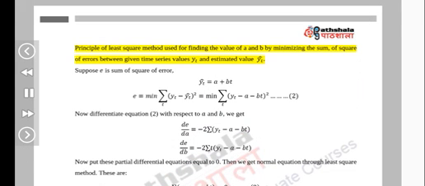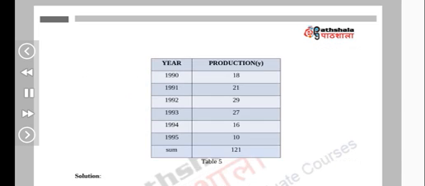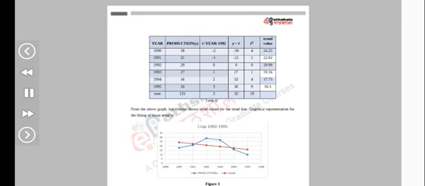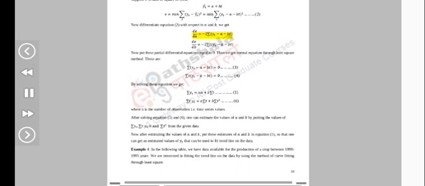The principle of least squares is used for finding the values of a and b by minimizing the sum of squares of errors between the given time series values yt and the estimated values yt. Suppose E is the sum of squares of errors, with yt equals a plus bt. E equals min summation (yt minus yt)^2, which equals min summation (yt minus a minus bt)^2 (2). Now differentiate equation 2 with respect to a and b, we get dE/da equals minus 2 summation (yt minus a minus bt).